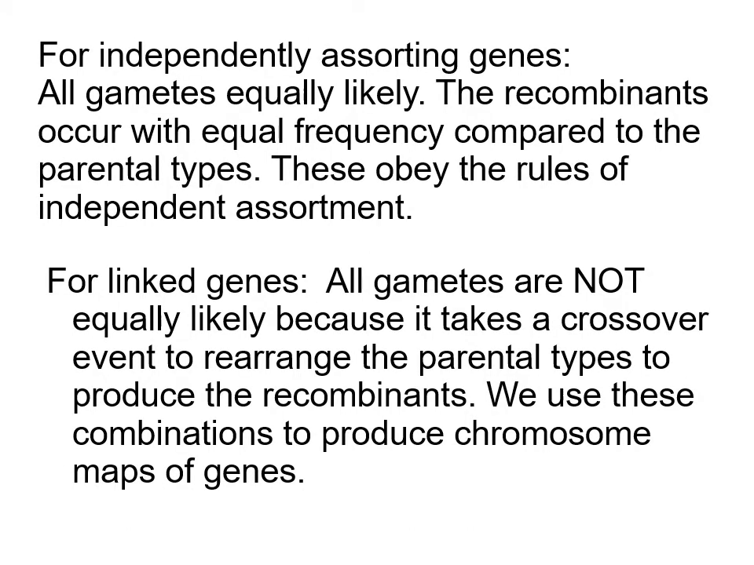Okay, so independent assortment, all gametes equally likely. The recombinants occur with equal frequency compared to the parentals. They obey the rules of independent assortment. For linked genes, however, the gametes are not equally likely because it takes a crossover event to rearrange the parentals. And we're going to use those combinations, or recombinants, to produce chromosome maps of genes.